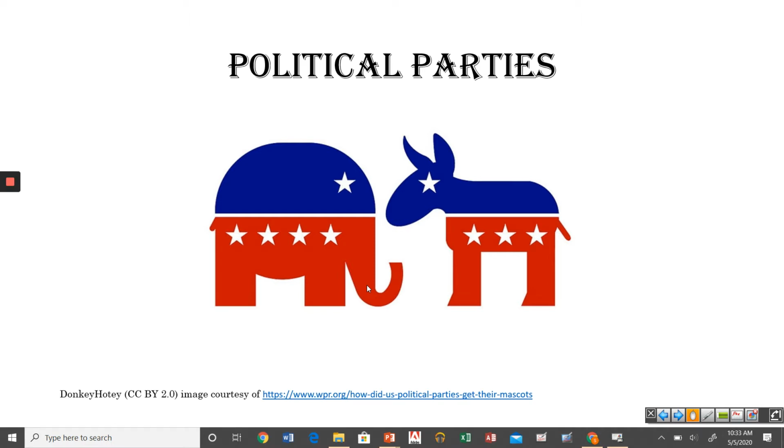Now, as you see here, and you probably recognize those symbols, if not, those are the symbols that represent our two primary political parties in this country. The elephant is for the Republicans, the donkey is for the Democrats. Those symbols came about through political cartoons back in the 1800s, and the symbols have stuck ever since.